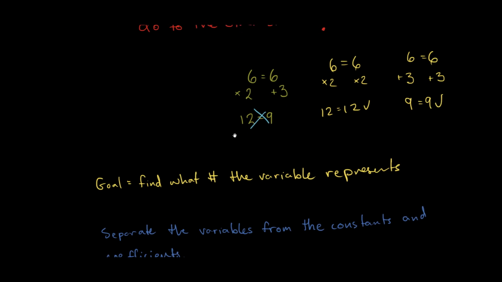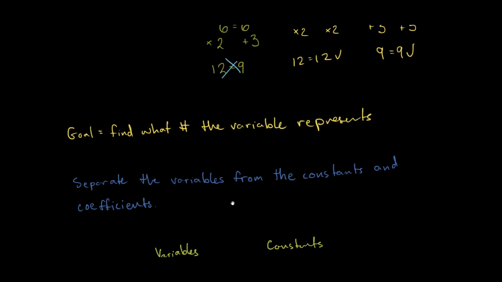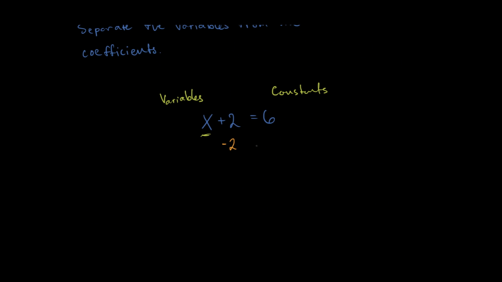But if we go back and look at the cardinal rule of solving equations, what you do to one side, you must do to the other side. Let's do that. So if we do minus 2 here, then we have to do a minus 2 there. What do we have now? Well, we're not really affecting the x, so that's just going to drop down. Plus 2 and minus 2, they just cancel out. And now 6 minus 2, that's just 4. So our final answer is x equals 4.